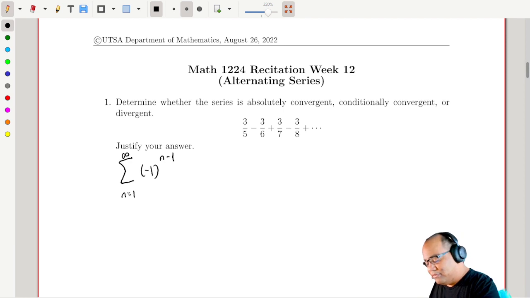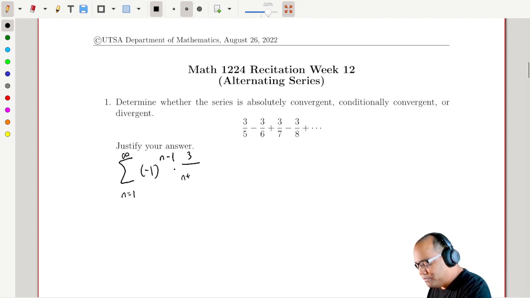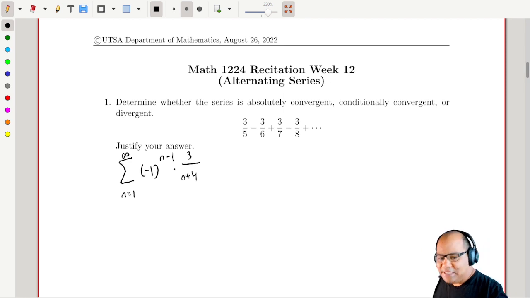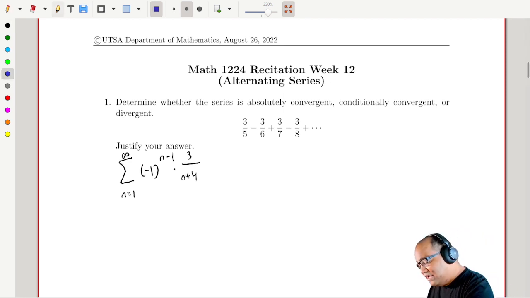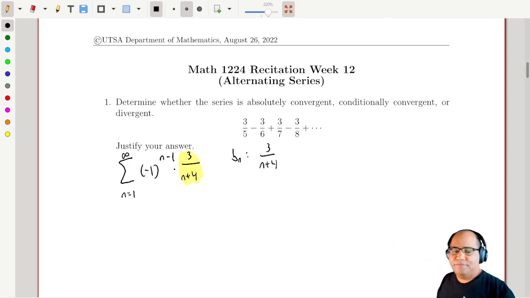Now let's think about the rest, okay? This is actually going to be what our helper sequence is. We're going to have 3 over, well, in order for that first term to have 5 as a denominator, I need n plus 4. Okay, and then we can see here 2 will give us 6, 3 will give us 7, and so on. So that's our series. And now let's identify our helper sequence that we need for the alternating series test, because this is indeed an alternating series. So the helper sequence here is Bn equals 3 over n plus 4.